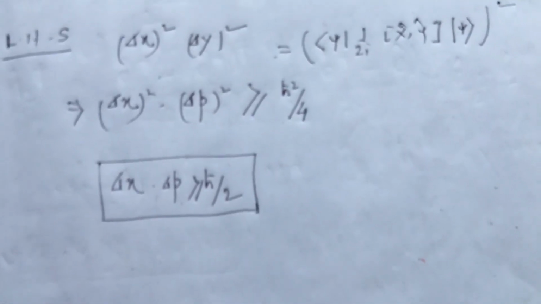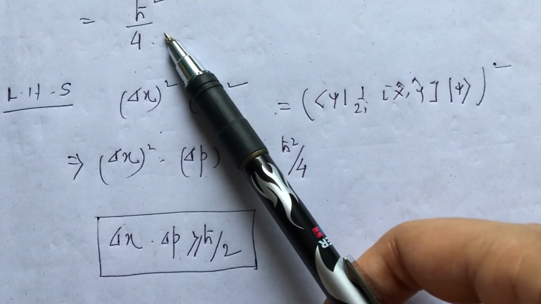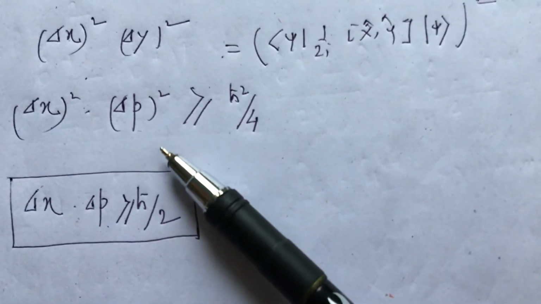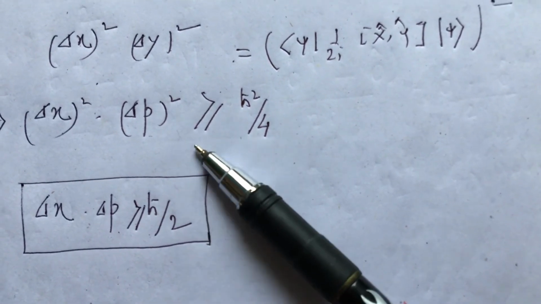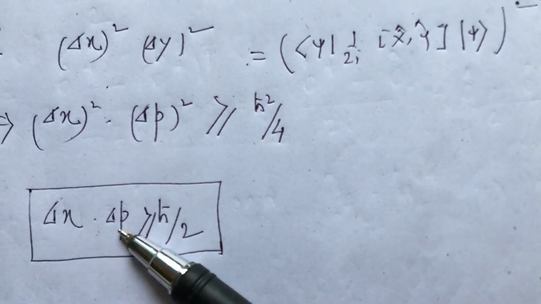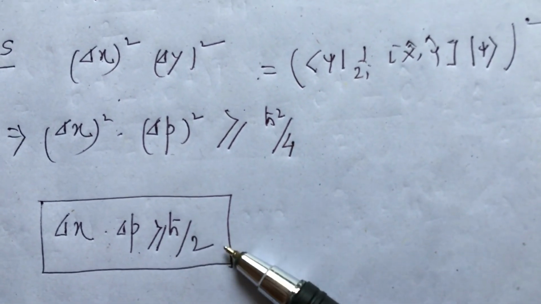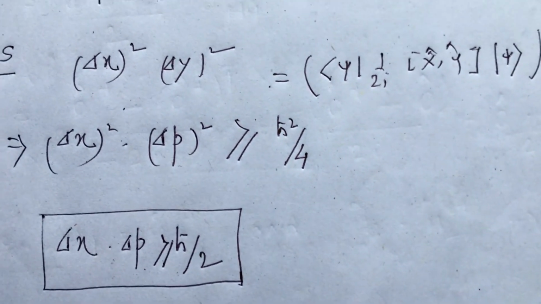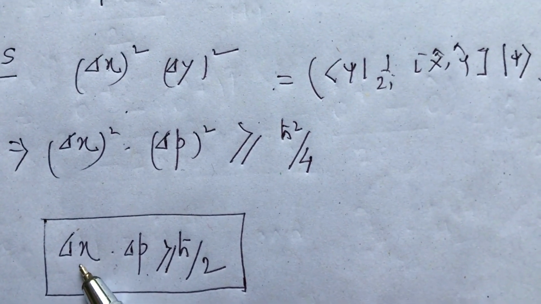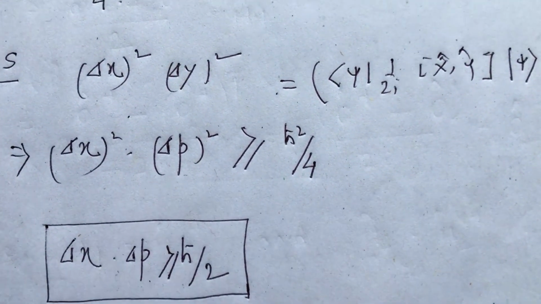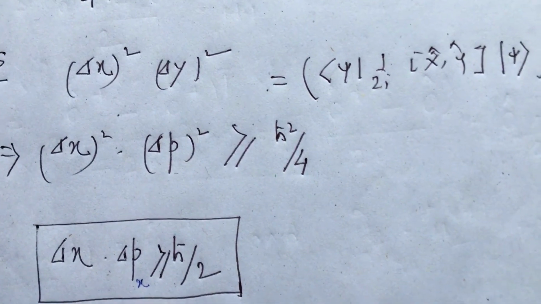So in the left hand side I have del x square into del y square, and in the right hand side I have h cross square by 4. So what I have arrived at here is the final concluding term, which tells me that the minimum value of this product of the uncertainty of x and p is h cross by 2. Let me tell you once more. The product of uncertainty in position measurement and uncertainty in momentum measurement is h cross by 2. This is the minimum value. H cross by 2 is the minimum value.